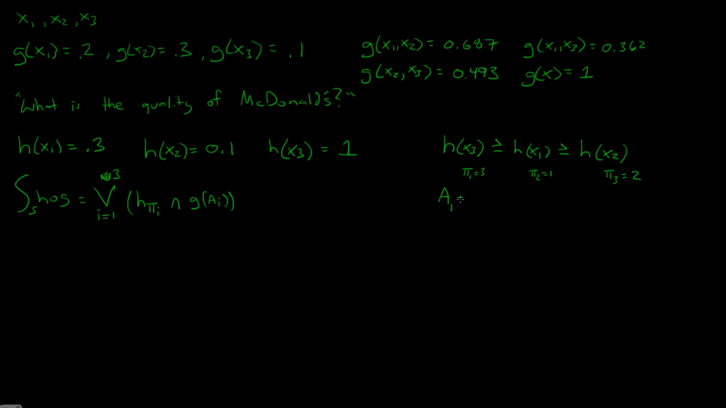Thus, A1 equals x3, A2 equals x1 and x3, and then A3 is just everything. Okay, so now let's see these terms. So if we do the first term, we're going to have the max of a whole bunch of terms. So we got 1 min with the worth of x3. So the worth of x3 is 0.1.